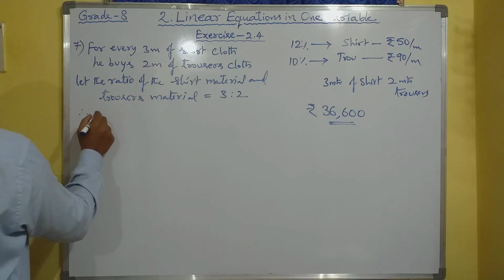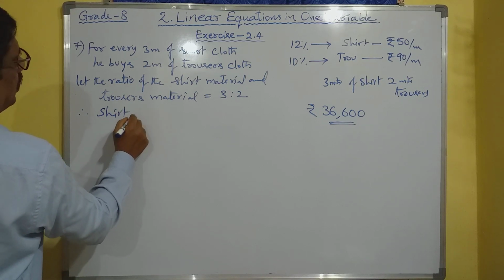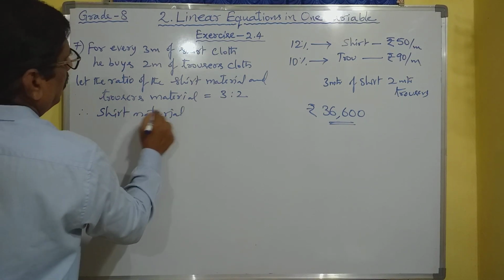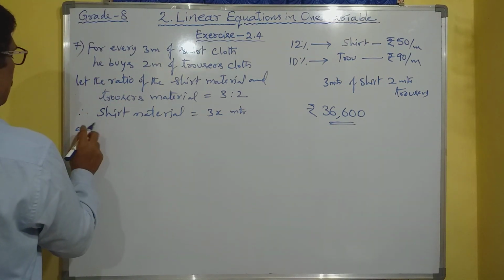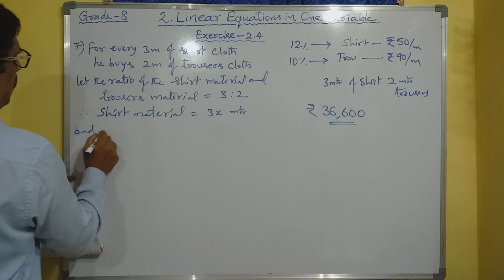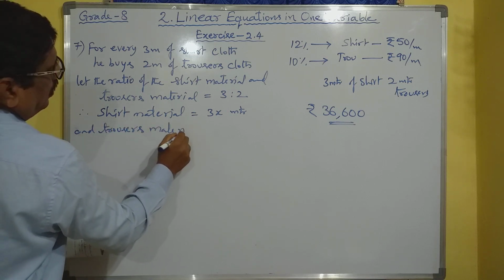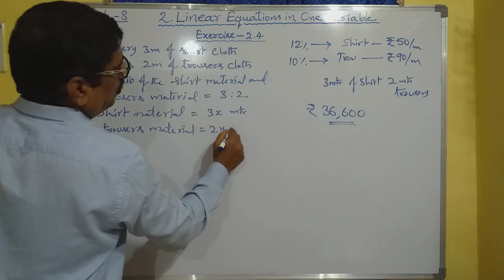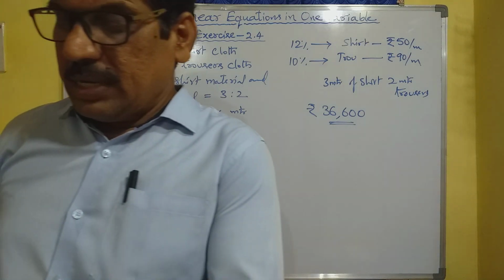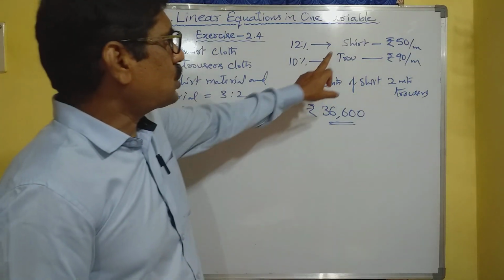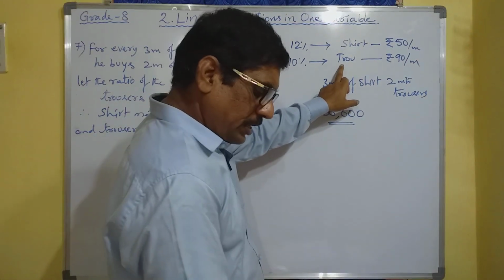Therefore, shirts material is equal to 3x meters and trousers material is equal to 2x meters. Now you look at this. The cost of 1 meter of shirt is 50 rupees and 1 meter of trouser is 90 rupees.